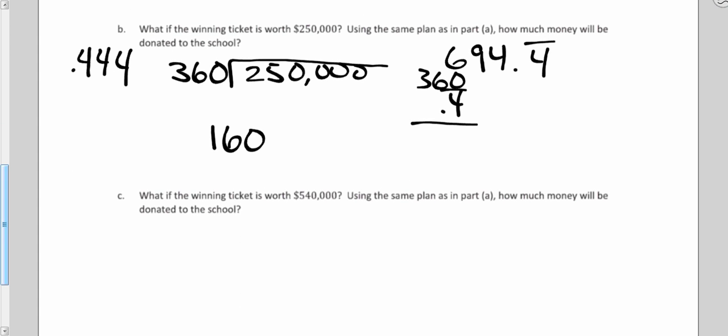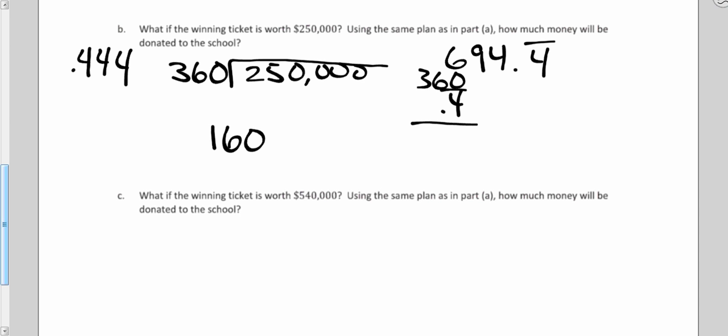Now, what if the winnings were 540,000? Choose the strategy that makes the most sense to you. Either Tabitha's solution. Remember, Tabitha's solution was divide 540,000 by 360. Take that whole number, times it by 360, and then subtract it from 540,000.